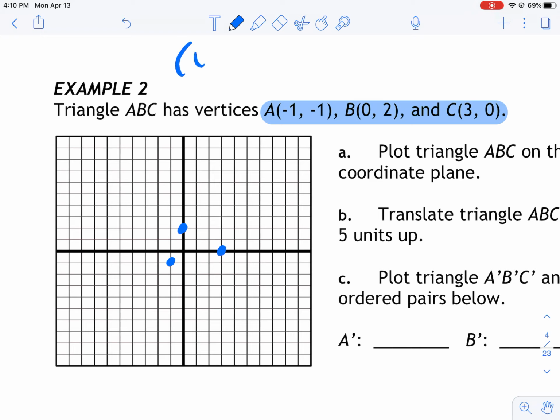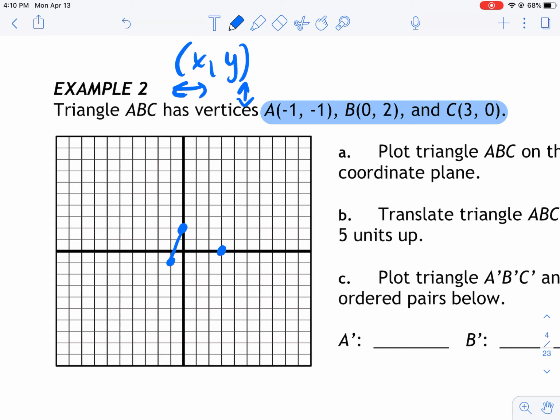And of course, you got to remember, when you plot points, X is first, Y is second. So your horizontal distance is first, your vertical distance is second. And again, it's from the origin. If you get those swapped, you're not going to be able to do the transformations correctly. So make sure you get those correct, all right?